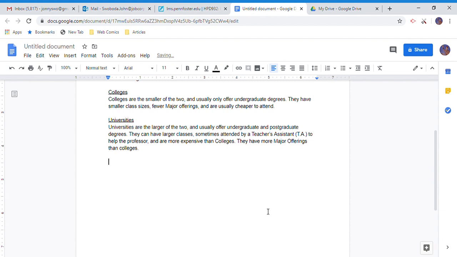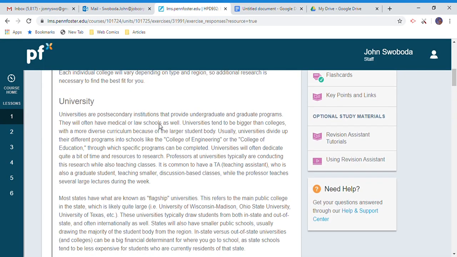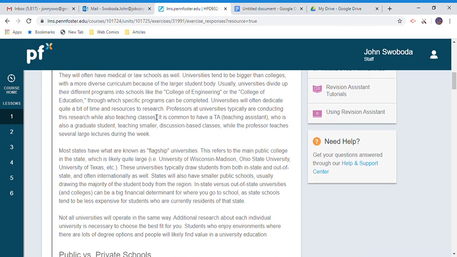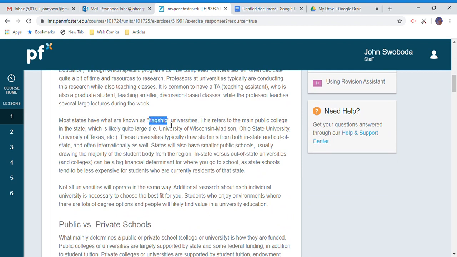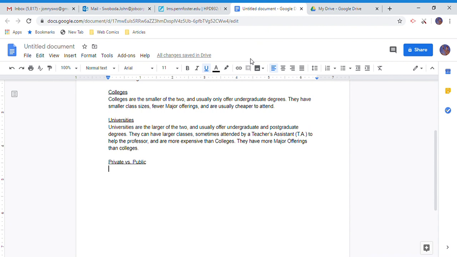Okay, and then finally, section 3, private versus public. Okay, I'm going to go back and look at university. They did have the thing about the flagship university. And then there's a point about in-state versus out-of-state. Let's go and include that.